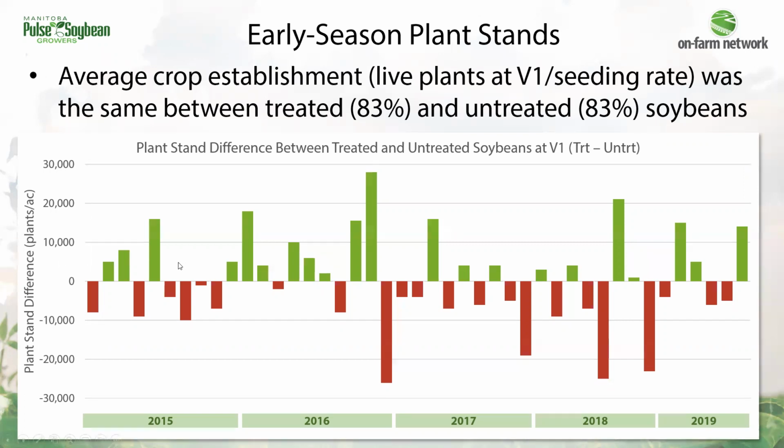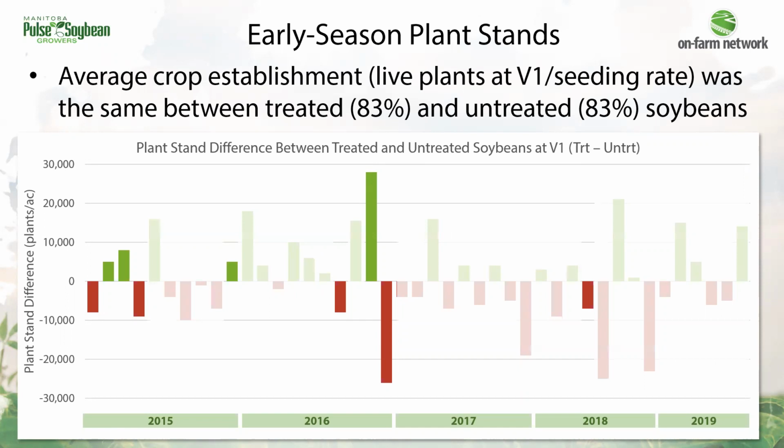So what we're seeing is that at about half of these trials, plant stands were greater with the seed treatment, and at half of these trials, plant stands were lower with the seed treatment. We might be seeing some damage from that extra seed handling there. On average, though, across all of these trials, plant establishment from the seeding rate was the same, 83% for both treated and untreated soybeans. So we're not seeing a difference on average in actual percent establishment.